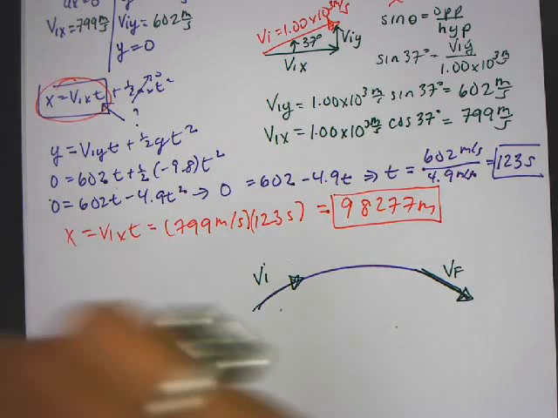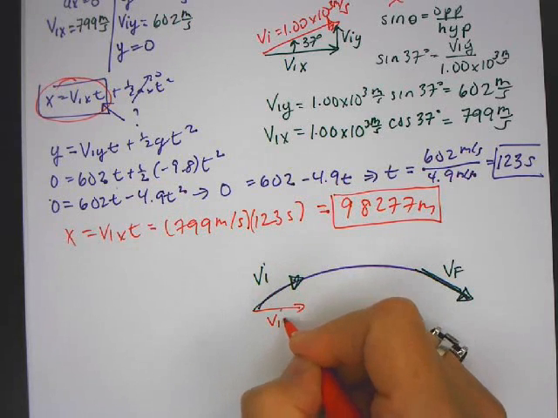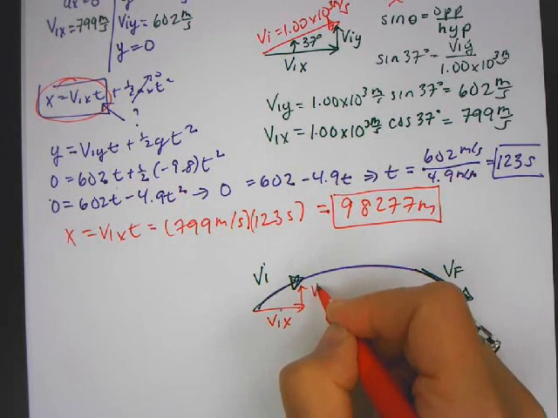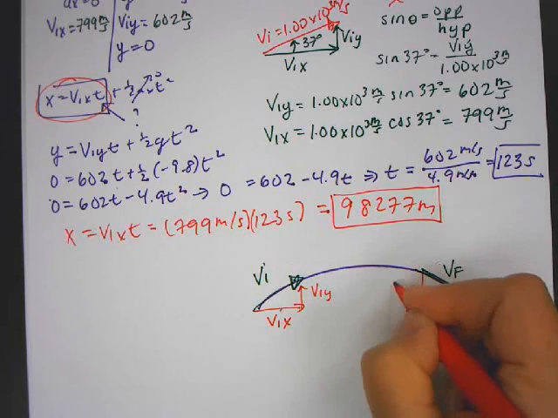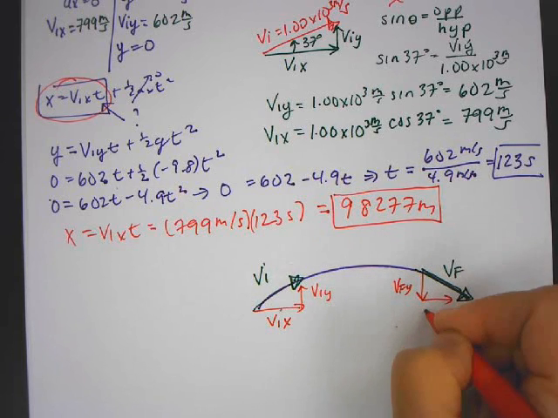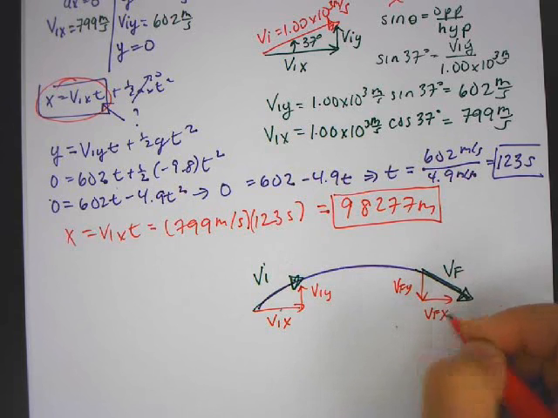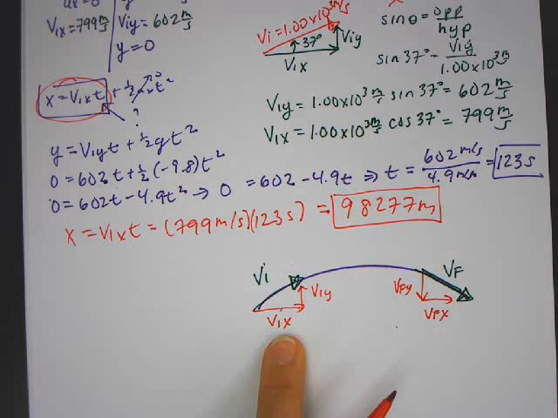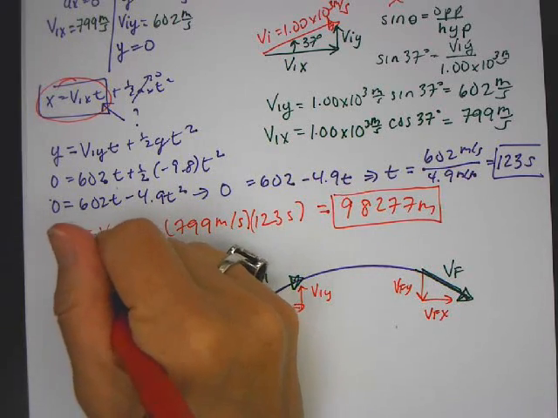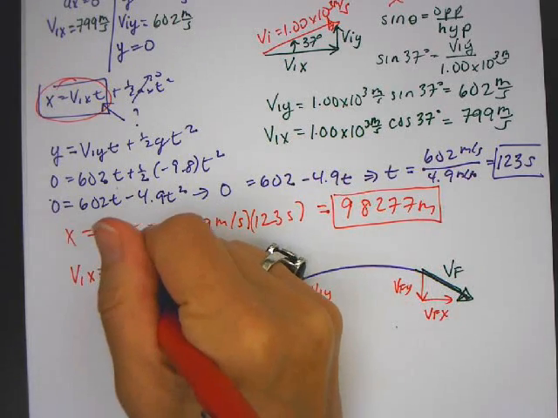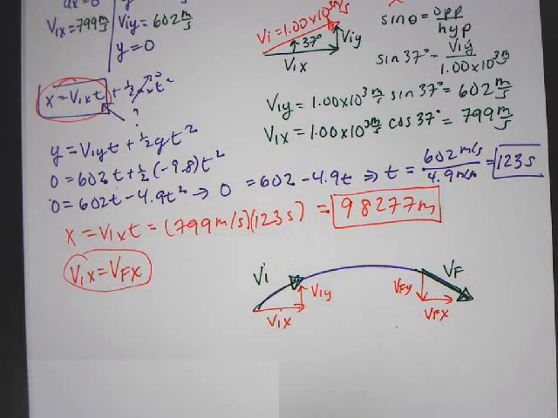Now, if I find the horizontal and vertical components, remember, this is vix, this is viy, this is vfy, and this is vfx. Remember, the horizontal velocity never changes. So vix is equal to vfx. That never changes, and I think I showed you that before. If we use one of the equations, we can prove that. But what does that have to do with this problem?